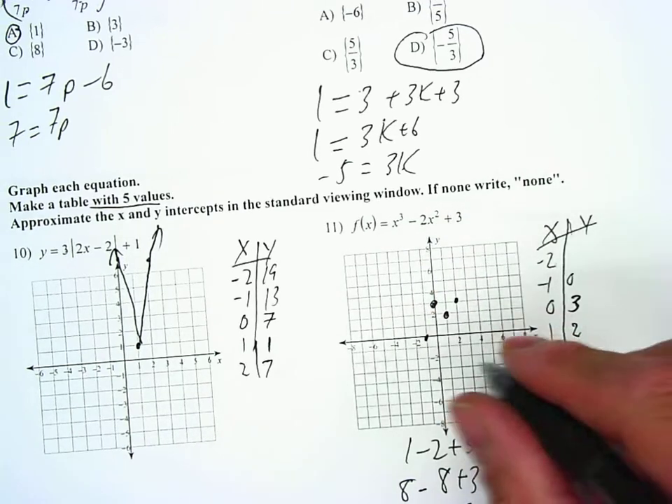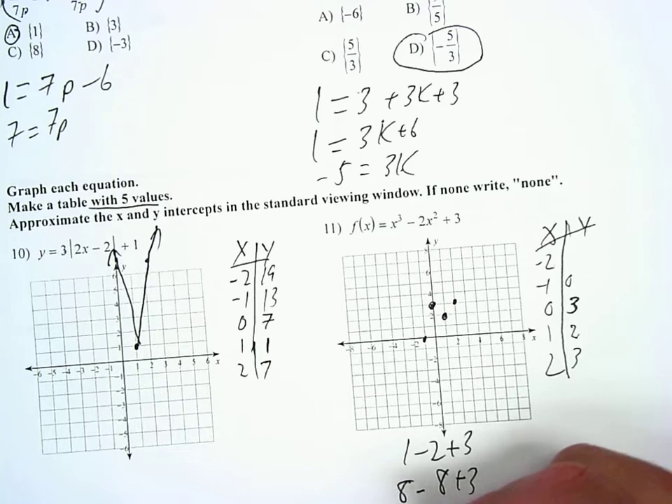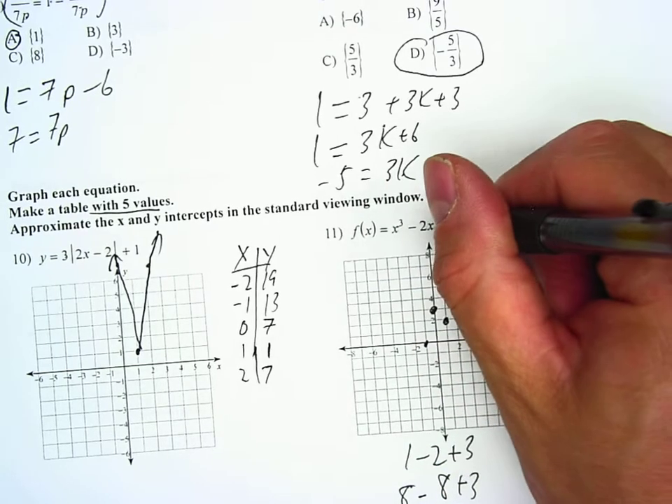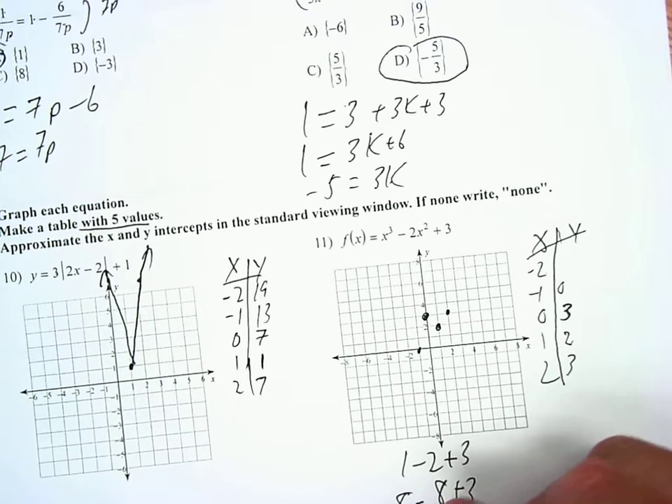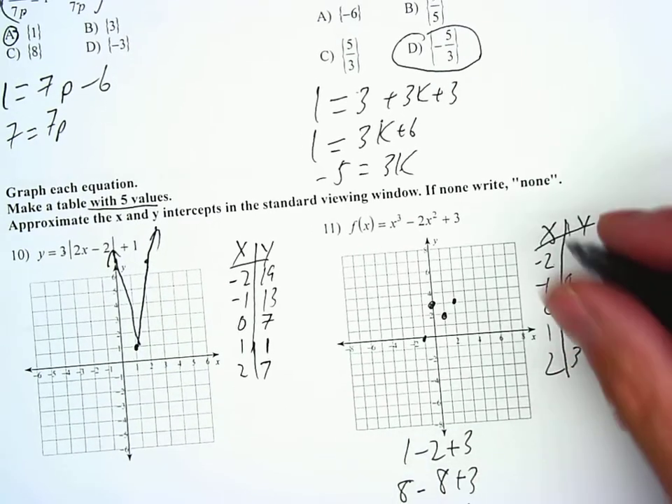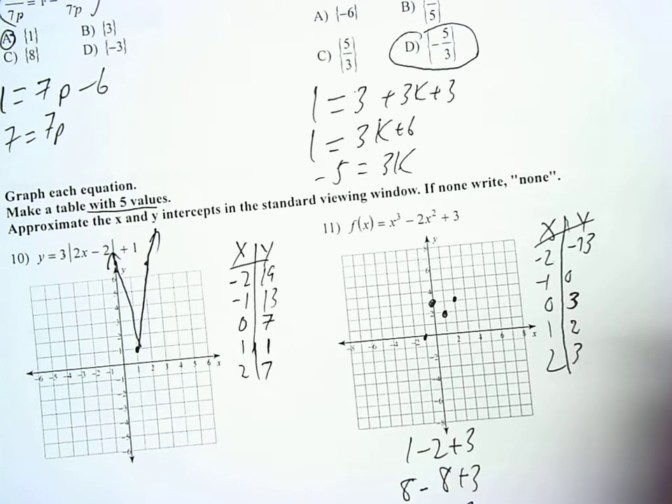And then we're going to do negative 2. So that's going to yield negative 8. 2 squared again is 4, so that's going to yield negative 8 minus 8 plus 3. So negative 16 plus 3, which is negative 13. So there we have it, our values.